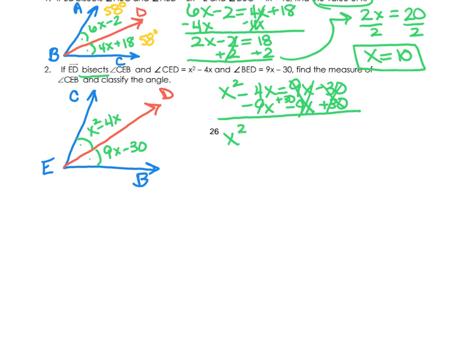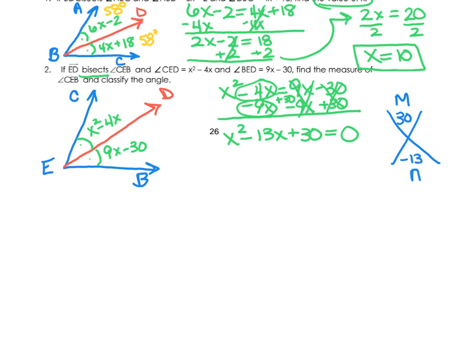We have a negative 4x minus 9x. Negative 4x minus 9x is negative 13x. And then the plus 30 that we brought over. And we are still equal to 0 now. Easy trinomial. We set up our x box. We're going to multiply to that positive 30, and at the same time, add to the negative 13.